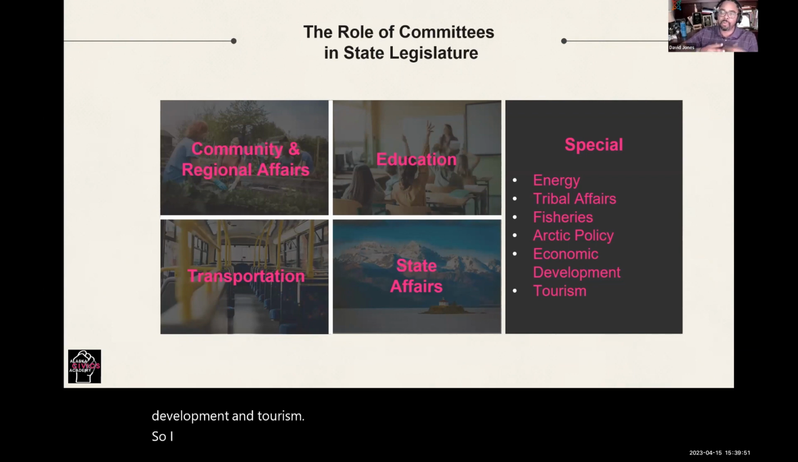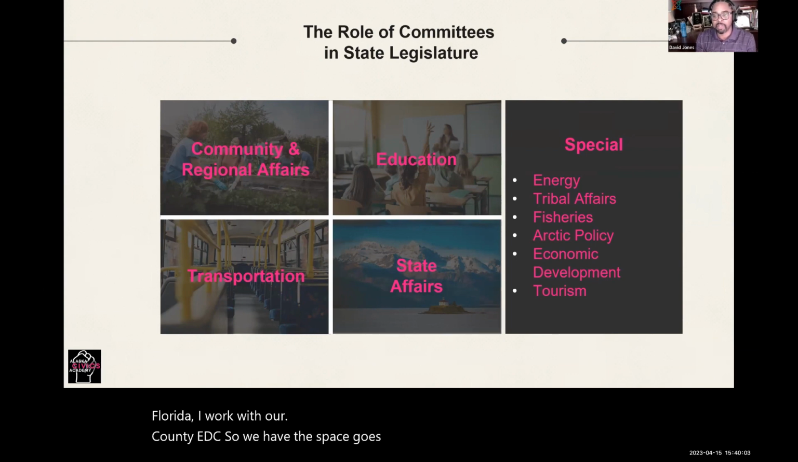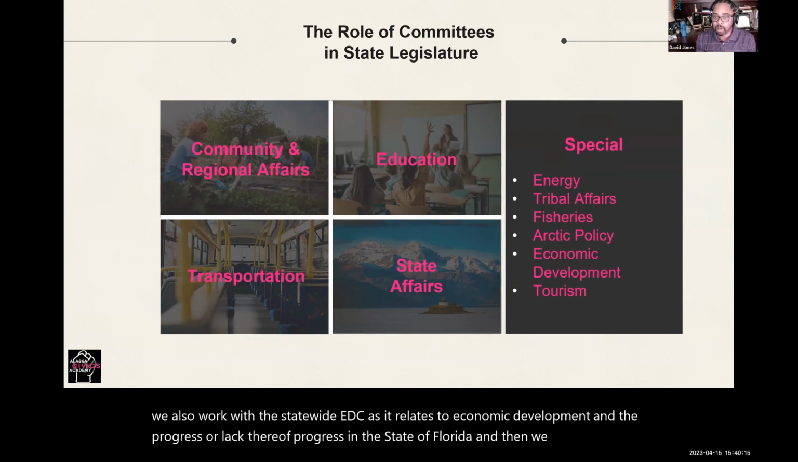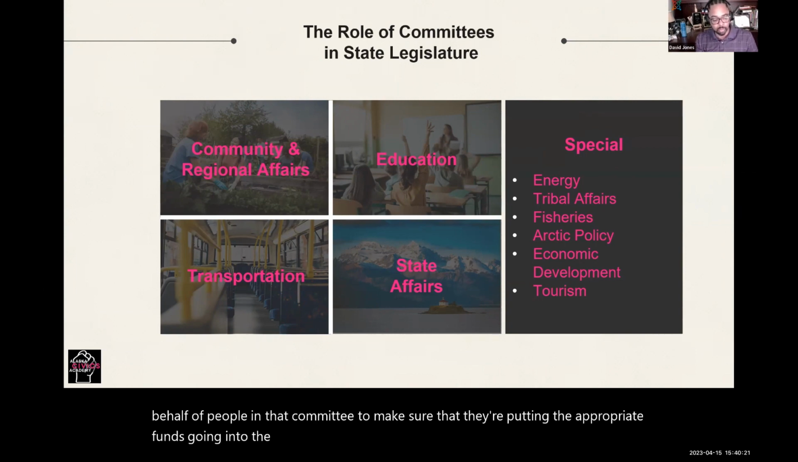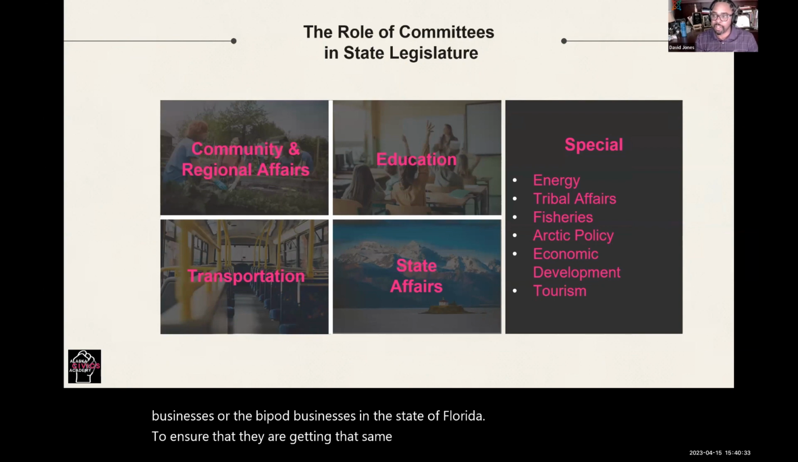So I can give you an example. For me, I actually work in the state of Florida. I work with our county EDC. So we have the Space Coast Economic Development Commission, but we also work with the statewide EDC as it relates to economic development and the progress or lack thereof progress in the state of Florida. And then we advocate on behalf of people in that committee to make sure that they're putting the appropriate funds going into the appropriate direction. So for me, I'm an advocate for the Black businesses or the BIPOC businesses in the state of Florida to ensure that they're getting that same type of fund and love and distribution going in that direction.